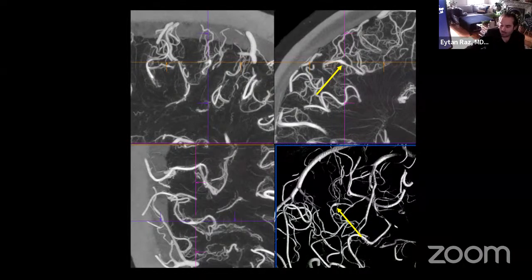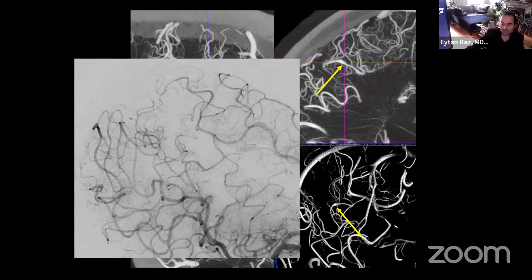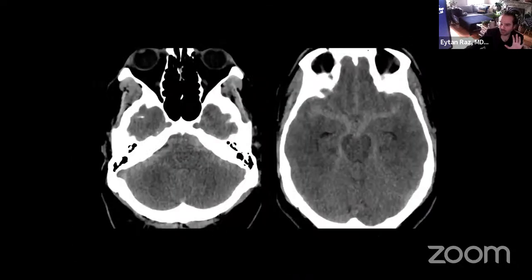And now you can even go back to your 2D, and when you go back to your 2D, you can get the same projection, and now you look at it and there it is. It becomes obvious that there is an aneurysm there, right? The role of imaging.